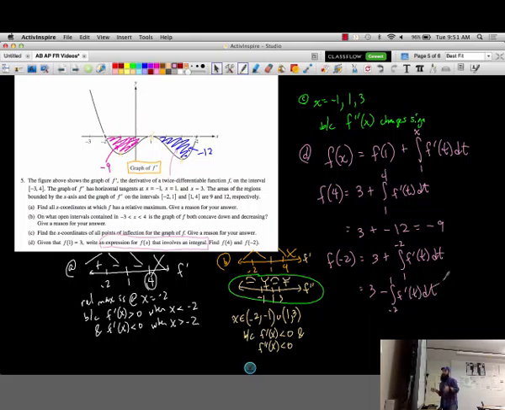And now, when I look at this graph, the integral from -2 to 1 is this region right here, which was -9. So this is 3 minus -9, which is 12, and that's what f of -2 would be. So this is problem number 5.